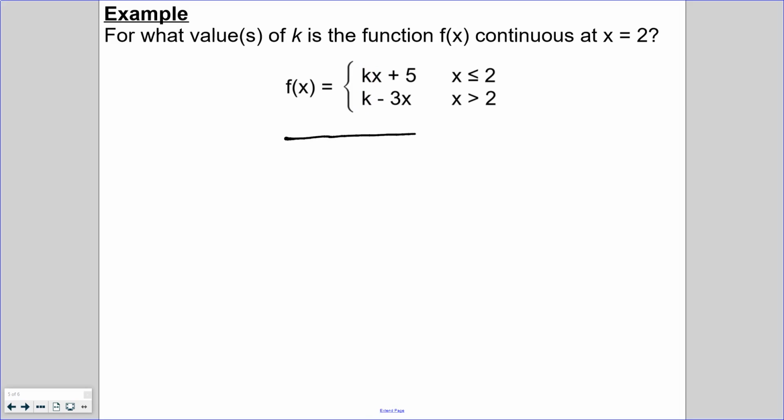So again, I'm going to start out with a number line to identify which piece goes where. So when x is less than or equal to 2, I'm going to use the function kx plus 5. So let's just shade in that area there on our number line. And then when x is greater than 2, we're going to use the expression k minus 3x.